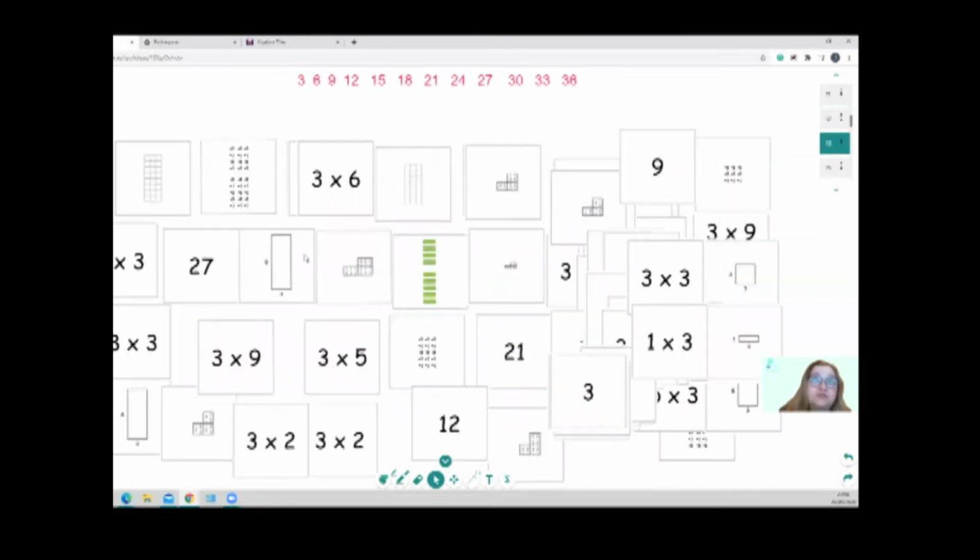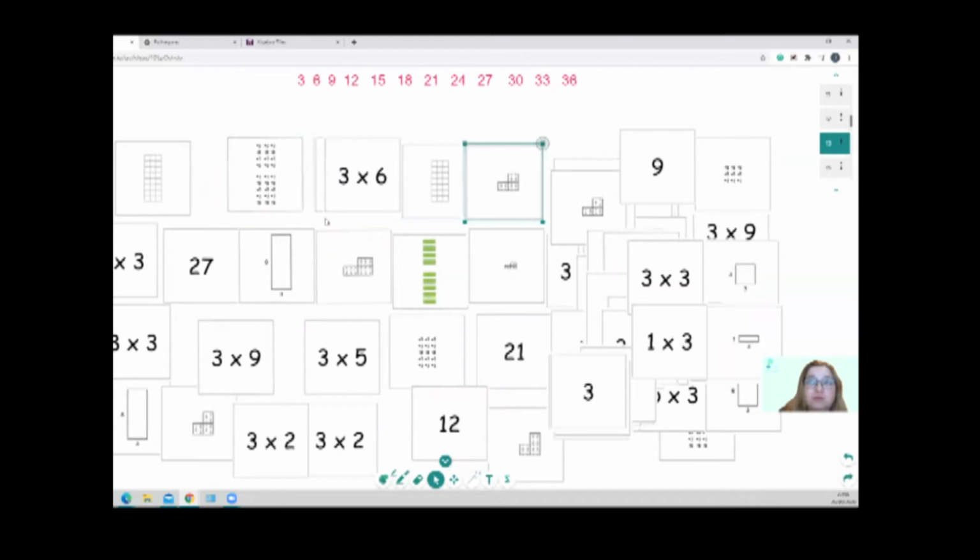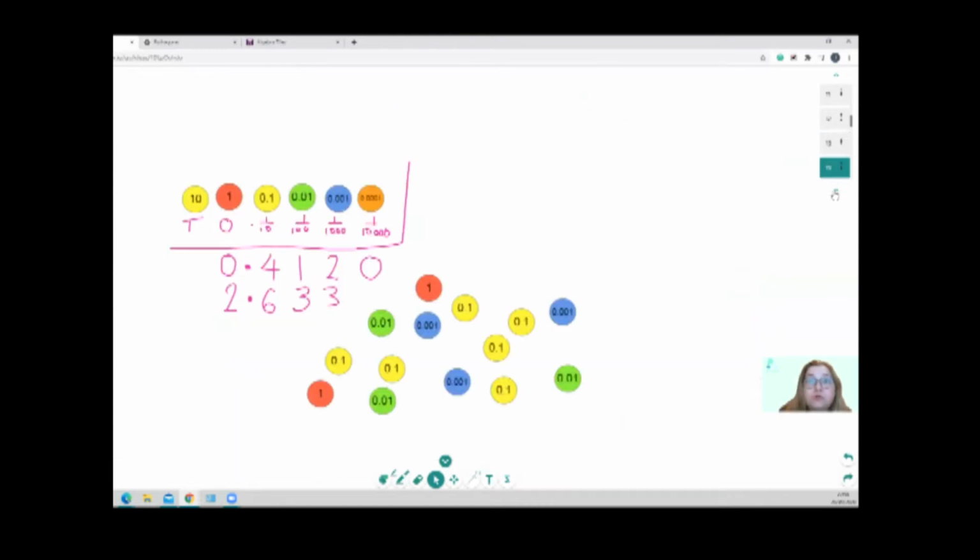All right, so this is just another one where we've got lots of cards that can all move around, and we've been playing a sort of snap kind of game with them. There was a prompt along the top because this child was very new at learning their 3 times tables. So those are some of the things we can do where we're actually gamifying things.